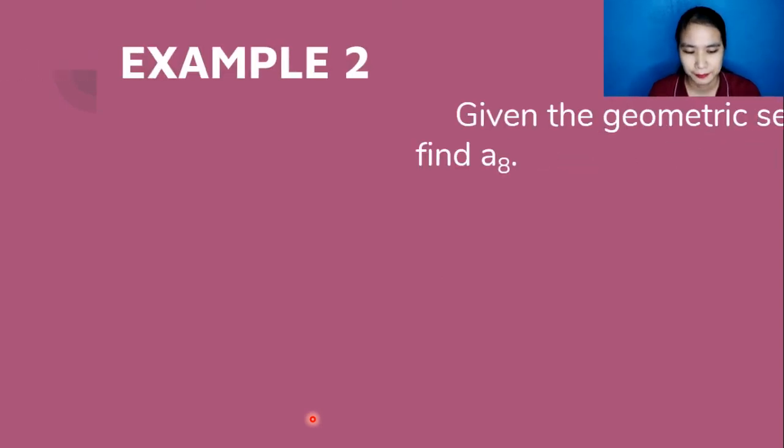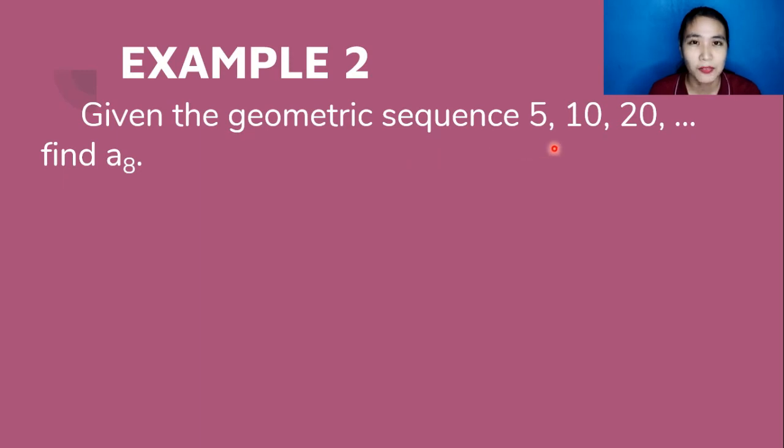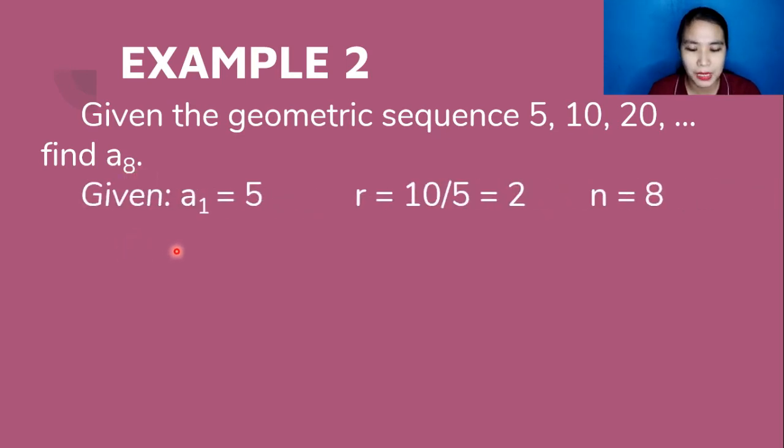Example number 2. Given the geometric sequence 5, 10, 20, and so on, let us find the a sub 8 or the 8th term. The given here will be our a sub 1 or the first term, which is 5. Our r or common ratio can be obtained by dividing any two consecutive terms. So we have 10 divided by 5 is equal to 2. The same thing with 20 divided by 10, which is also equal to 2. And our n, or the number of terms here, would be 8, since we are looking for the 8th term or a sub 8. So again, the unknown here would be the a sub 8 or the 8th term.